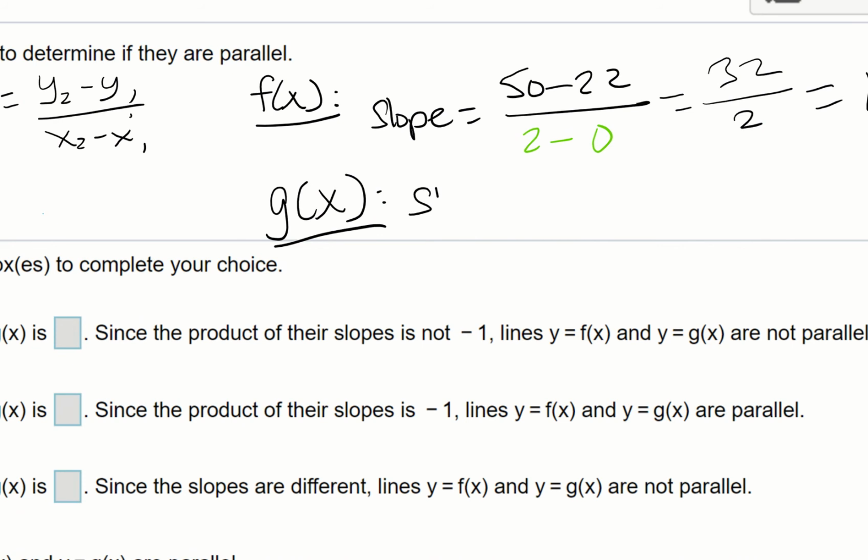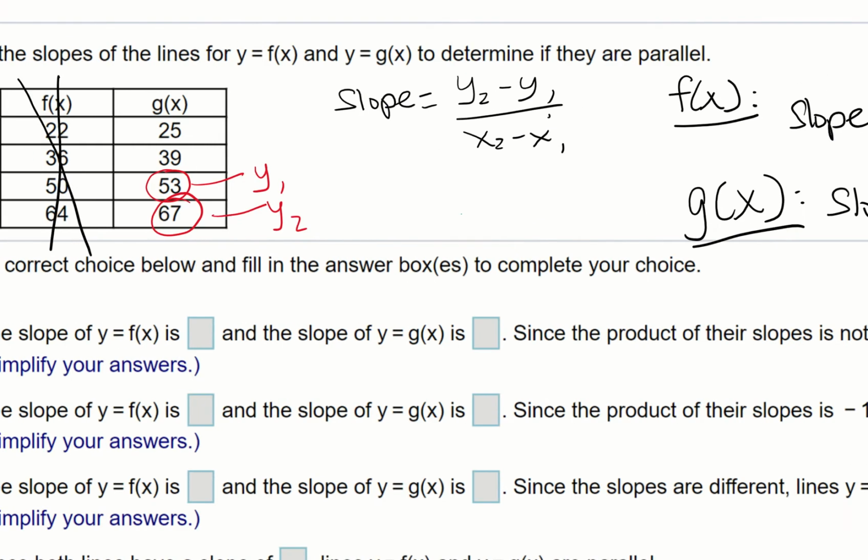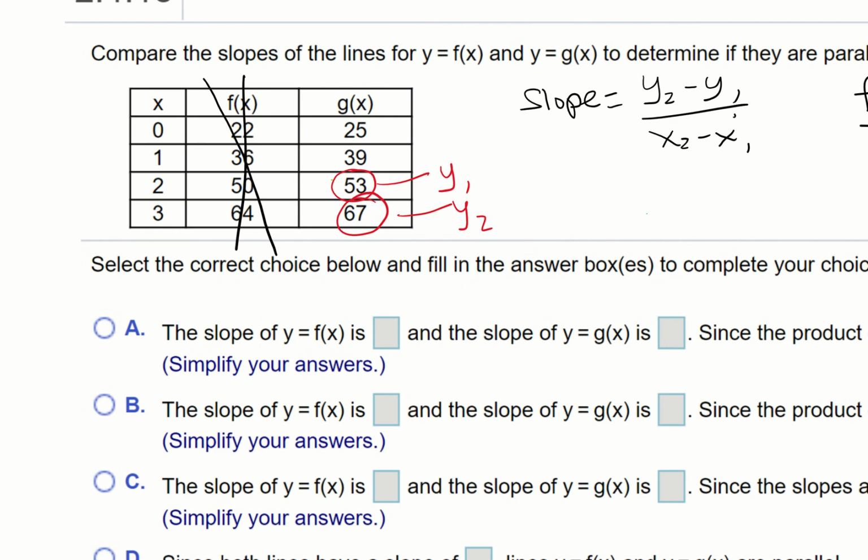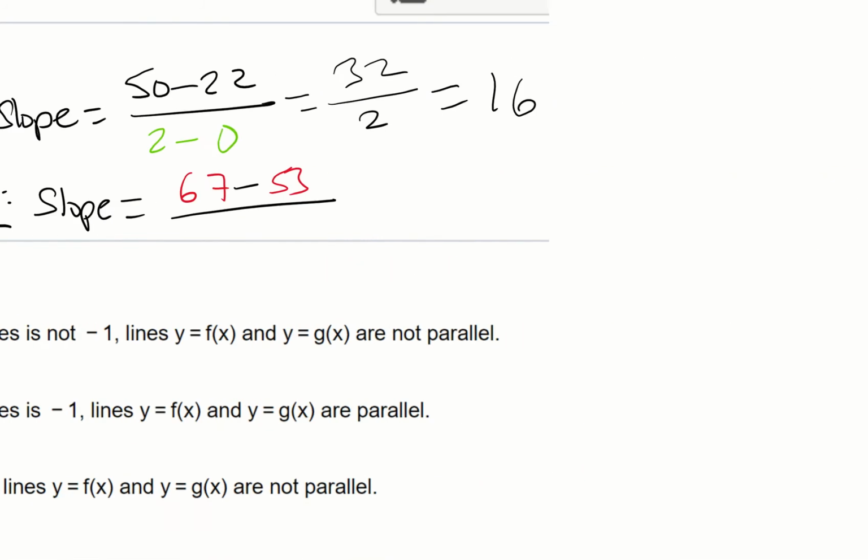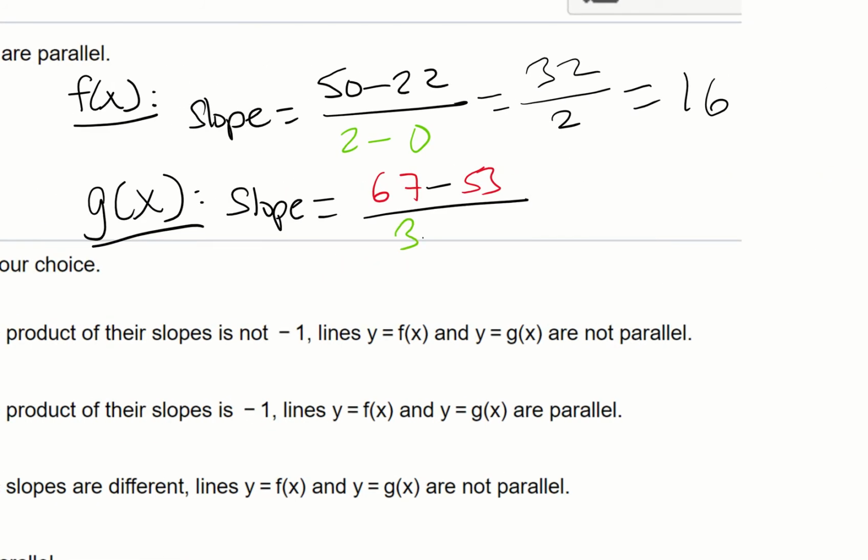We have here slope equals 67 minus 53 over. And so now we want to use the x values that correspond to that, which are these guys, right? So this is going to be my x2. This is going to be my x1. So it's going to be 3 minus 2 on the bottom. So we have 67 minus 53, that's 14. 3 minus 2 is 1. And so we got 14 as my slope.